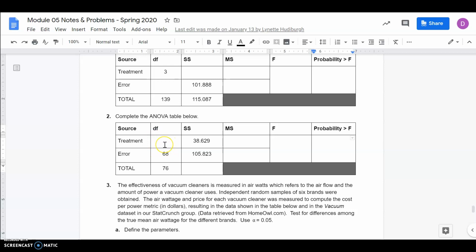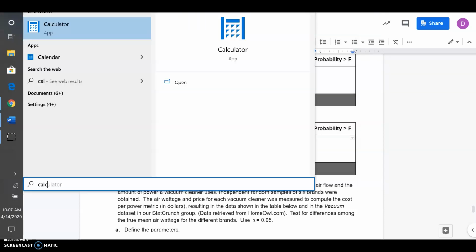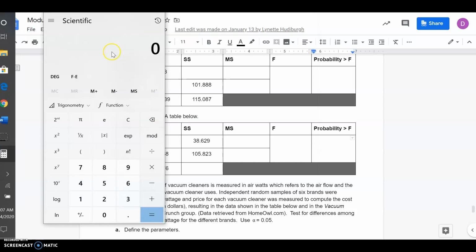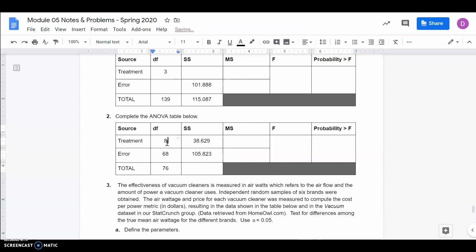Since we're missing our degrees of freedom for treatment, but we have the degrees of freedom for error and total, we can find the missing degrees of freedom by just subtracting the degrees of freedom for error from the degrees of freedom for total. So that tells us we're missing an 8 right there.